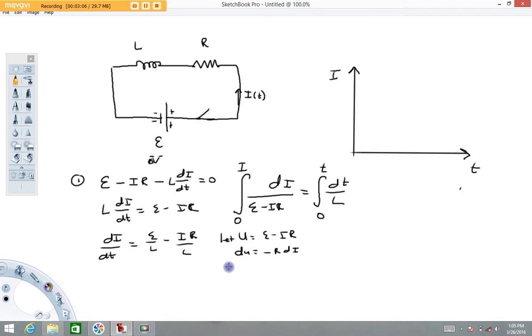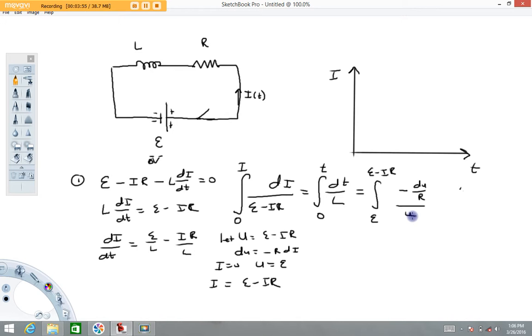If I is equal to 0, then u is equal to just E, and I'm getting that from here. And then if I is the time-dependent current we're looking for, then u is E minus IR. So now we can rewrite this integral. Instead of 0 to I, now we're running it from E to E minus IR. Right? di is equal to minus du/R from right here. And then E minus IR is equal to u.